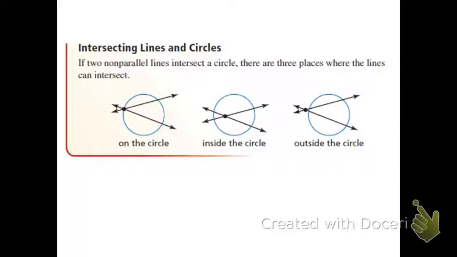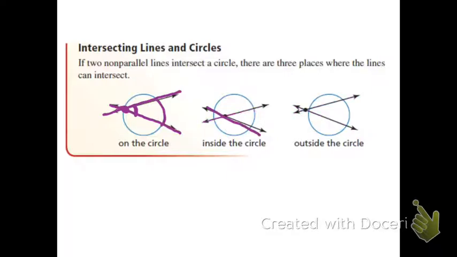Okay, now let's talk quickly about how lines can intersect with circles. If you have two secants, these lines are secants because they're lines, not segments, that intersect the circle at two points. They can meet on the circle. If that's the case, it creates an inscribed angle where this angle is half the measure of the arc. Or they can intersect inside the circle or outside the circle.